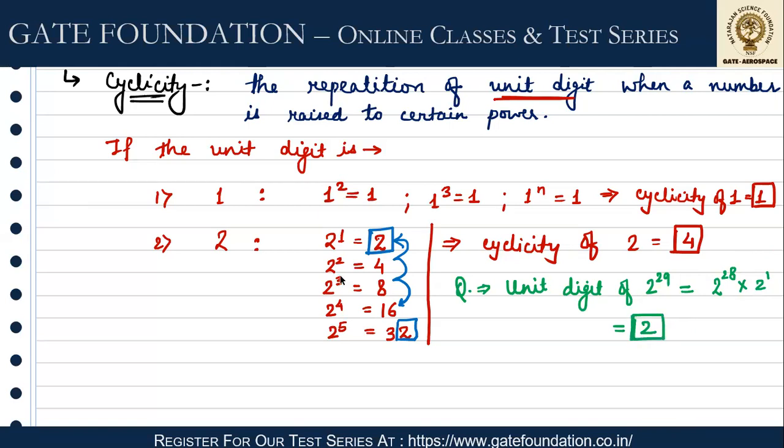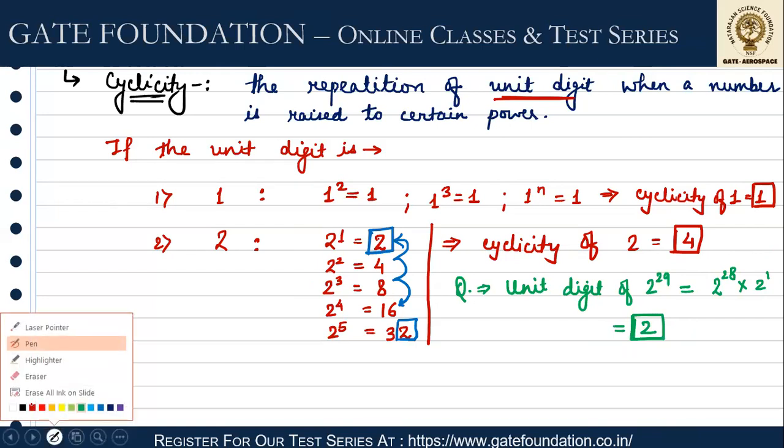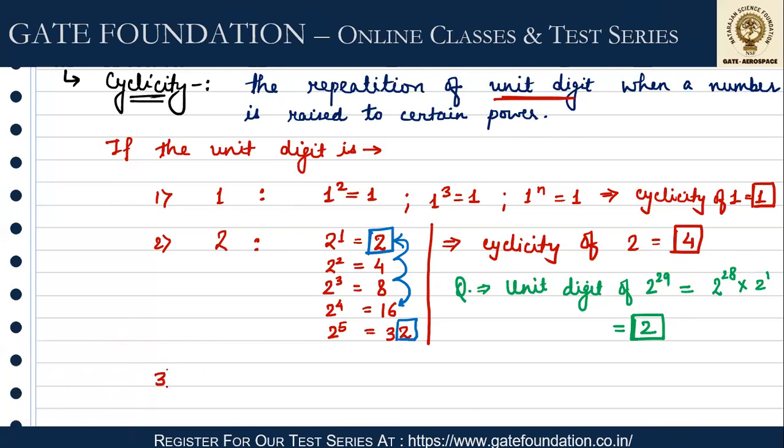Right. So cyclicity is important to understand after how many powers the unit digit is going to repeat itself. We'll solve some of the questions about it, don't worry, later on. So let's talk about 3.